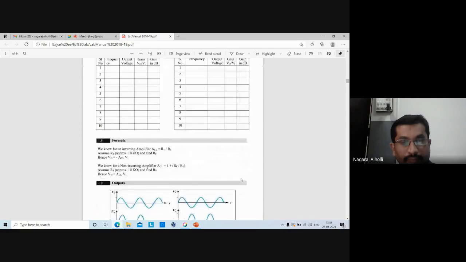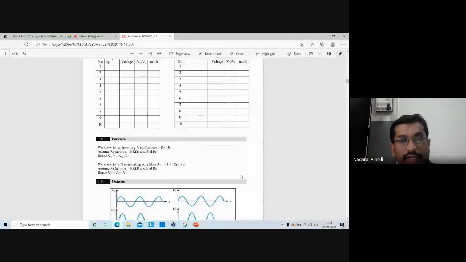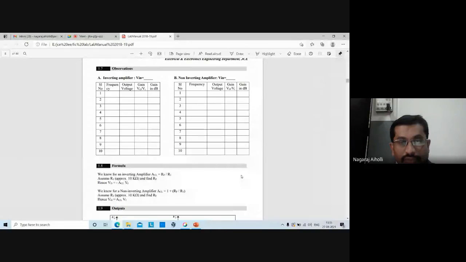So this is how we get the frequency response, right? In the frequency response we have the lower cutoff frequency and the upper cutoff frequency, F1 and F2, or FL and FH. The difference between them, FH minus FL, is nothing but the bandwidth. You know how to get the frequency response.